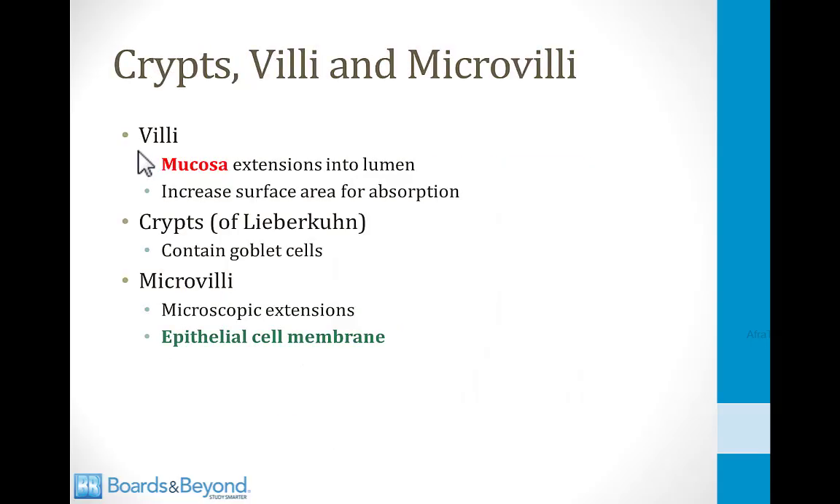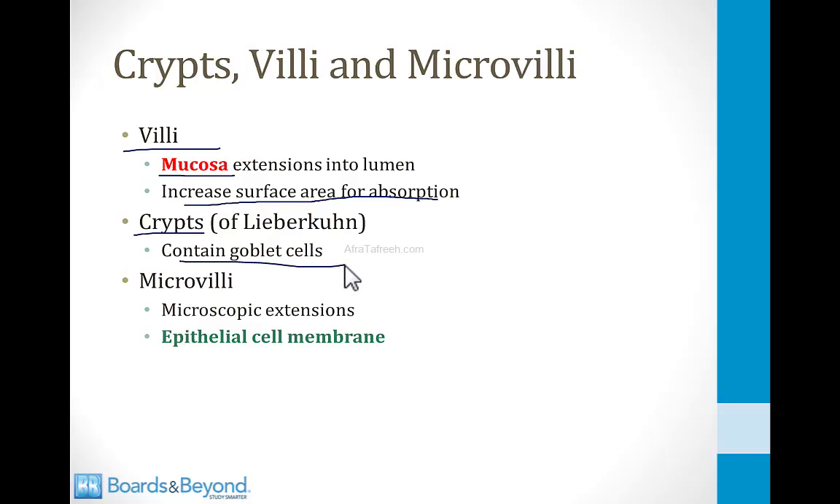Let's talk about some of the features of the small intestine mucosa in a little bit more detail. The first feature is the villi. Those are those finger-like projections of the mucosa that extend into the lumen. And I bolded the word mucosa because they like to ask you on your boards which layer is present in the villi, and the answer is mucosa. And these are present to increase the surface area for absorption. The other feature we saw in the last slide are the crypts. They're sometimes called the crypts of Lieberkühn, and they contain goblet cells which secrete mucus. We'll talk about the goblet cells in a minute.